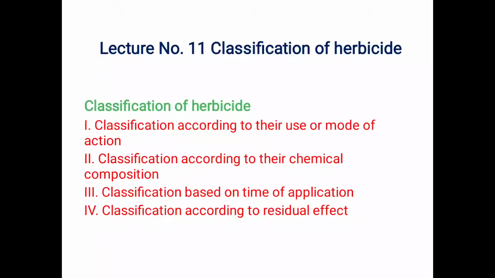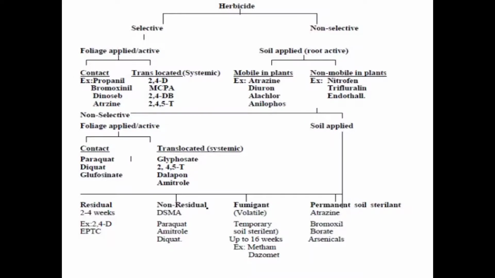Okay, classification of herbicide. They are classified in different ways: classification according to their use or mode of action, classification according to their chemical composition, classification according to their time of application, and classification according to their residual effect. Let us see the flowchart of classification of herbicide. Herbicides are divided into two types: selective herbicides and non-selective herbicides.